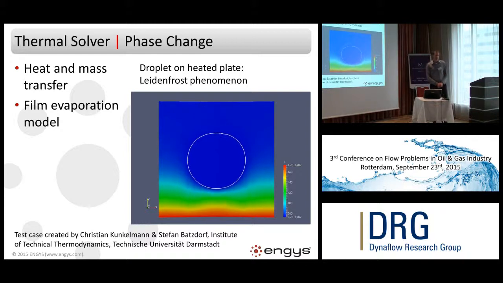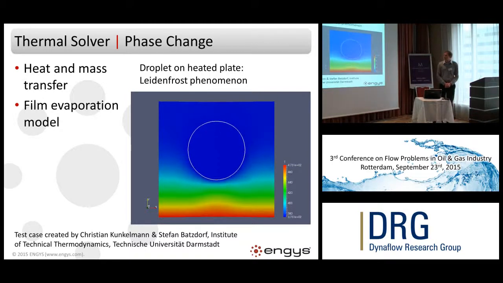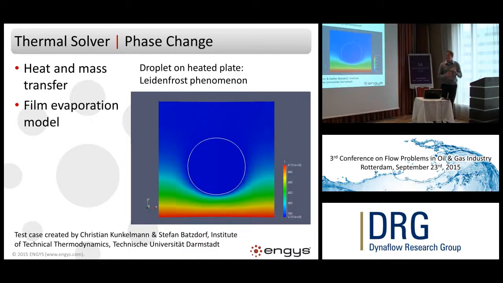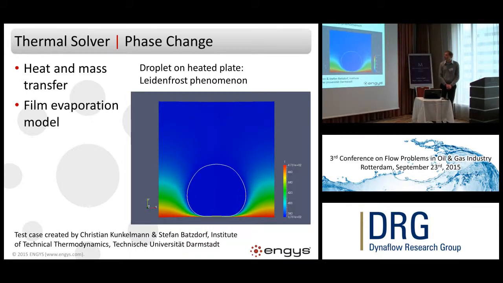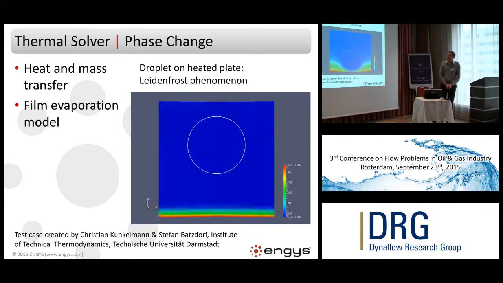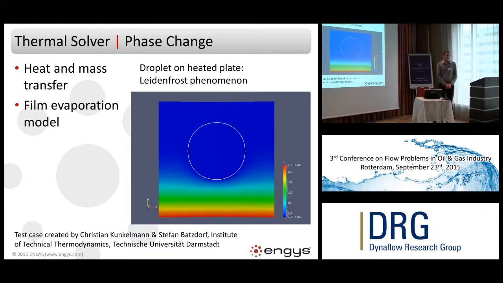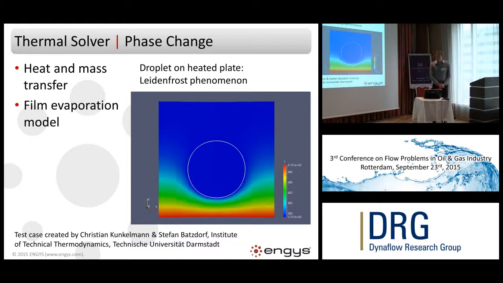This is a droplet being dropped onto a hot surface, and due to the Leidenfrost phenomenon, it floats on a cushion of its own evaporation when it hits the surface. So we have a film evaporation model in here at the moment.